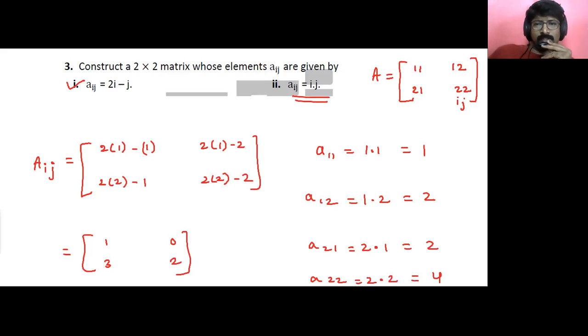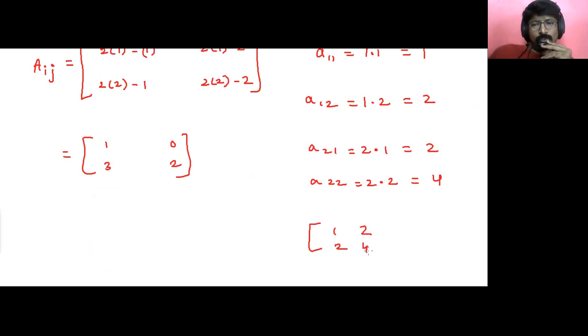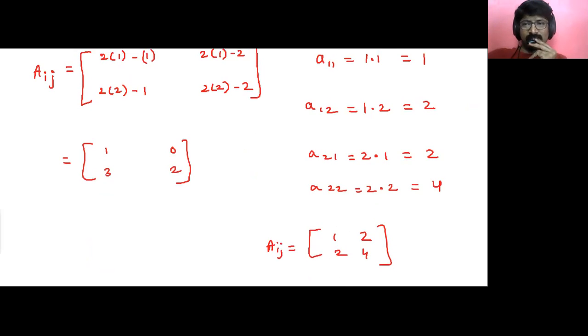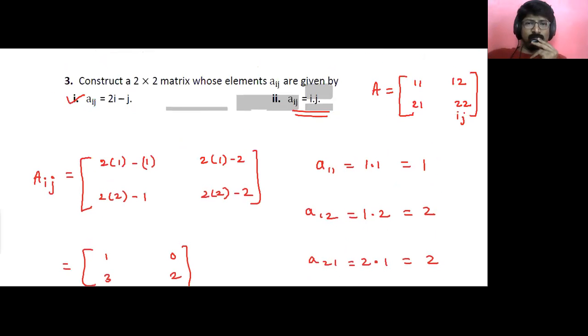So what will be the matrix? The matrix will become 1, 2, 2, 4. And that's it, so that is the new matrix. Are you understanding how easily I could do that? That's simple, guys, isn't it? Really simple, these sums are, isn't it?